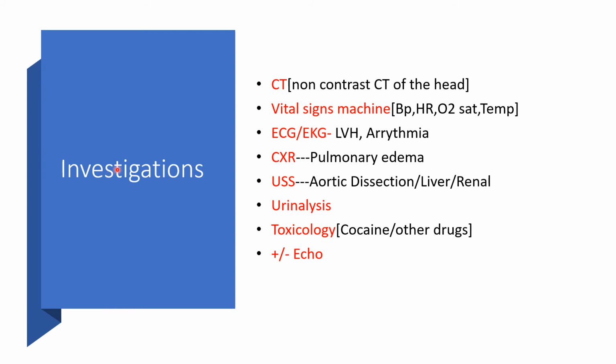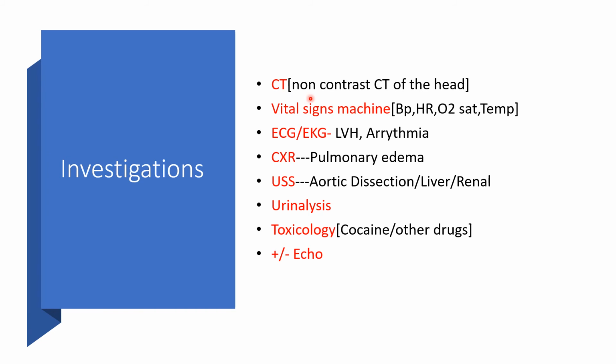Investigations here. It's possible I could have just referred you to the page on investigations, but I'll quickly go through this so that when we are battling with hypertensive emergency, we know what we could quickly do pretty fast. You can have a vital signs machine hooked up to give you the value of blood pressure, heart rate, O2 sat, and temperature. You don't have any tool to measure pain yet.